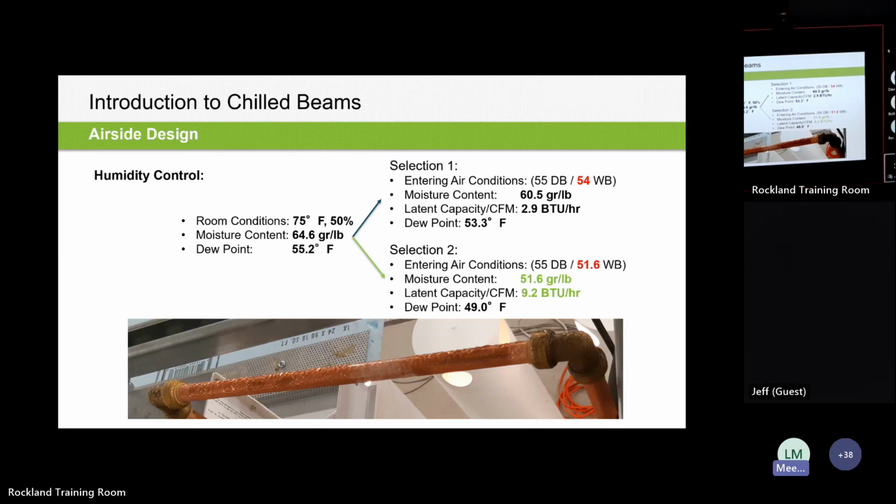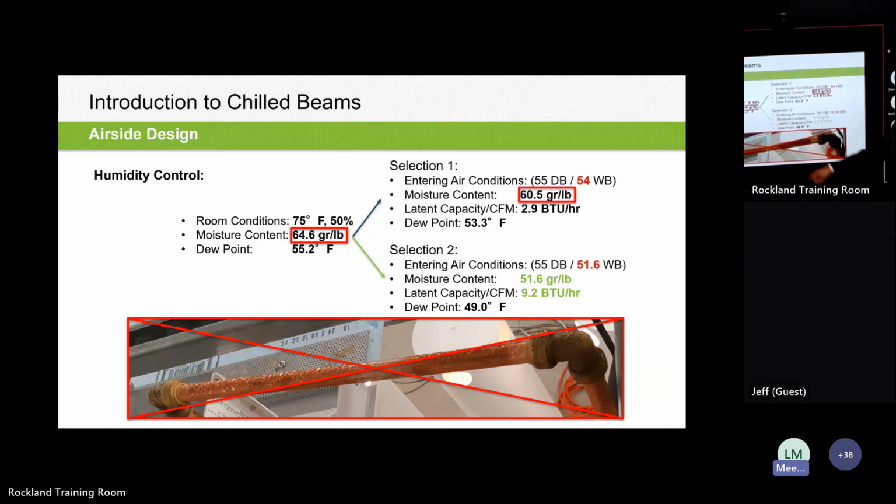Okay, so when looking at humidity control, we obviously want to avoid condensation in the space. Room conditions are pretty standard, so 75, 50%. That's at a certain moisture content or humidity ratio. But when you're looking at selection one, this was probably very typical for an all-air mixing system where you've got 55, 54. Because you have that large volume of air, you can handle a large amount of latent capacity with that air system at 55 dry bulb, 54 wet bulb.